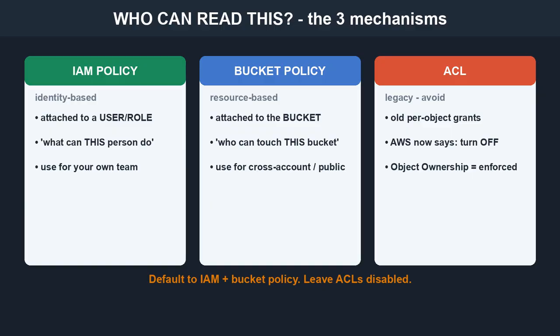So who can actually read your data? The problem, people mix up 3 different permission systems and accidentally expose everything. There are exactly 3. IAM policies attached to a user or role, what can this person do? Bucket policies attached to the bucket itself, who can touch this bucket, and they're how you do cross-account or public access. And ACLs are the old per object way, which AWS now recommends turning off entirely. The clean approach, IAM plus bucket policies, with ACLs disabled.